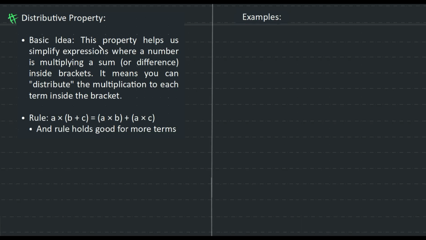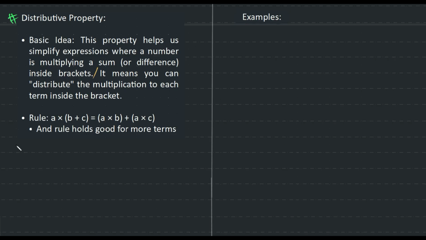So the basic idea is this. This property helps us simplify expressions where a number is multiplying a sum or difference inside the bracket. It means you can distribute the multiplication to each term inside the bracket. So this is a general rule. The rule holds good for many terms, and we'll see all of this.